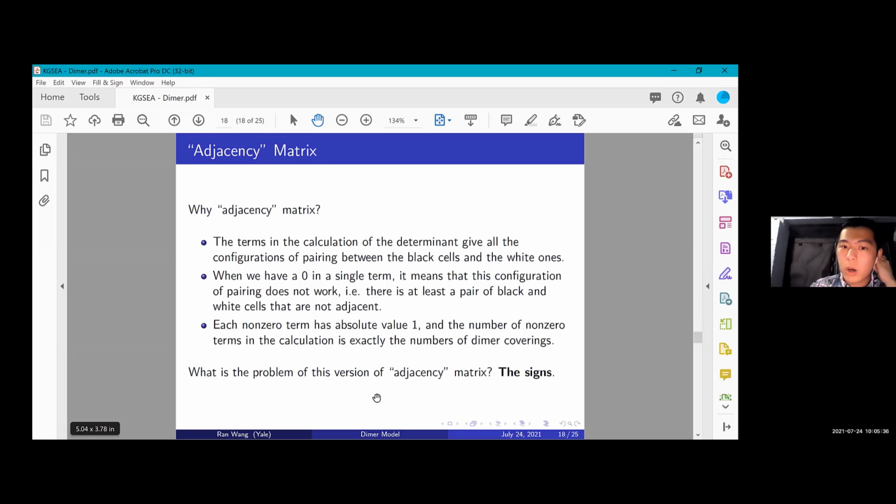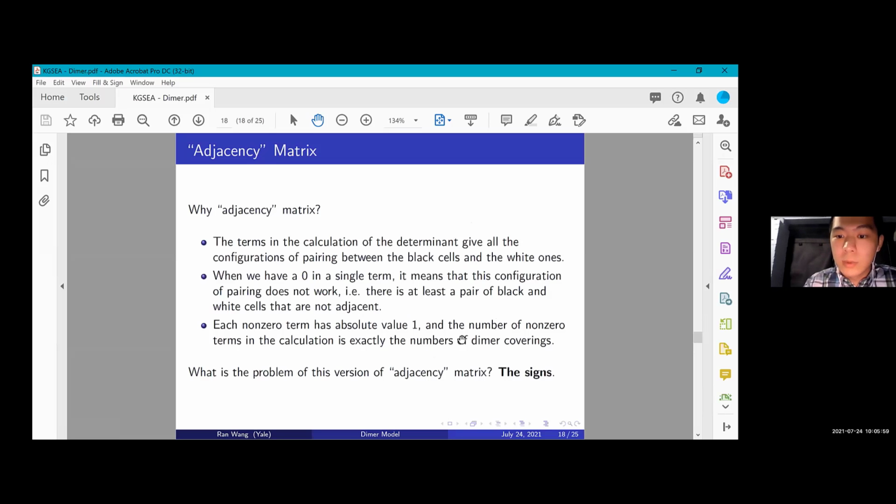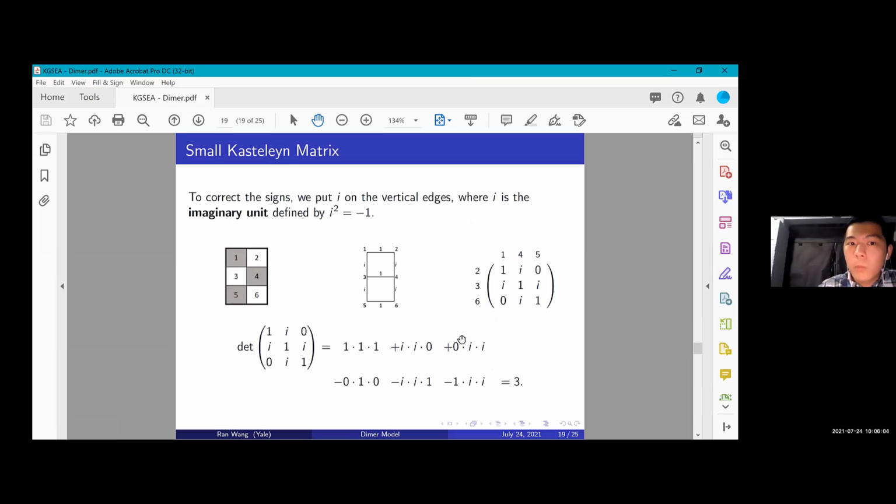So what is the problem with this version of the adjacency matrix? I talked about it. It is because of the signs. Before I said that the signs are alternating, so we have pluses and minuses. But because of this property, we cannot count the correct value. That's the reason. So we have to tackle this problem. We need to deal with it.